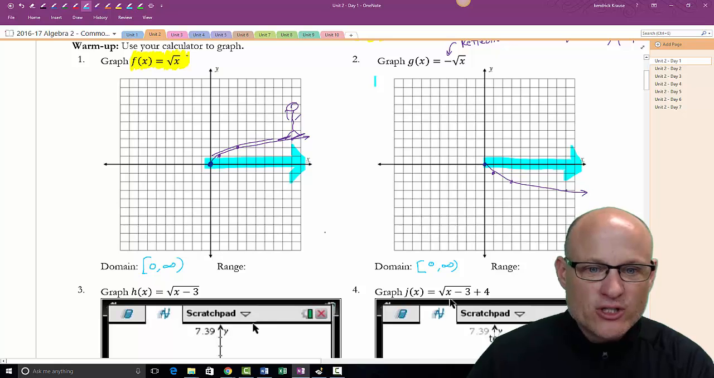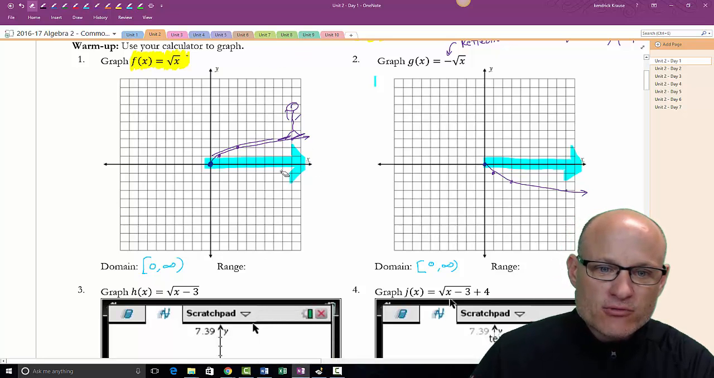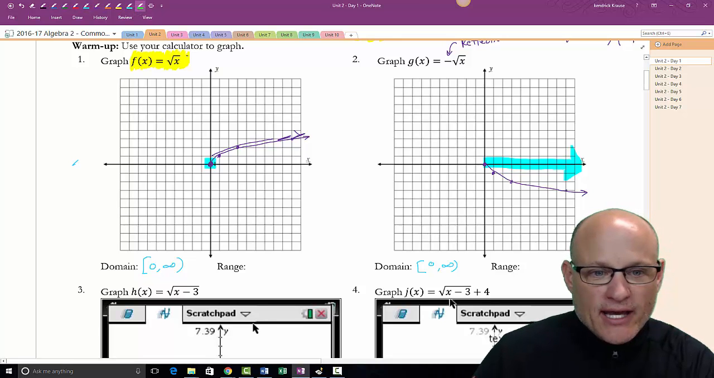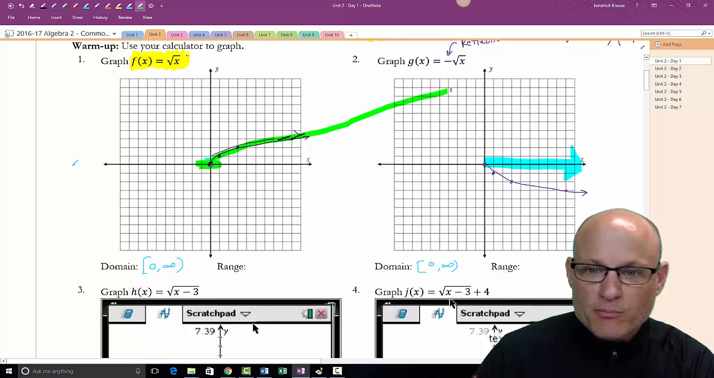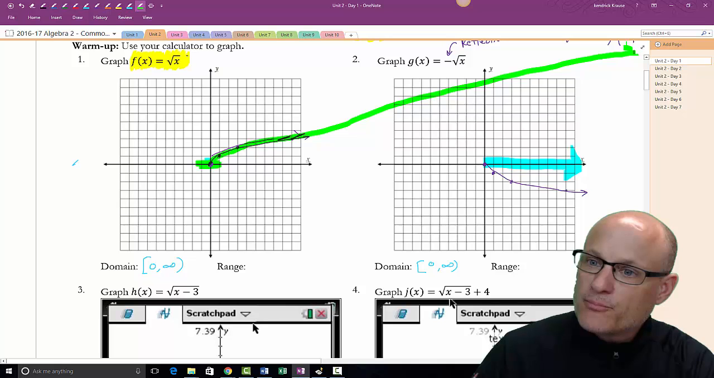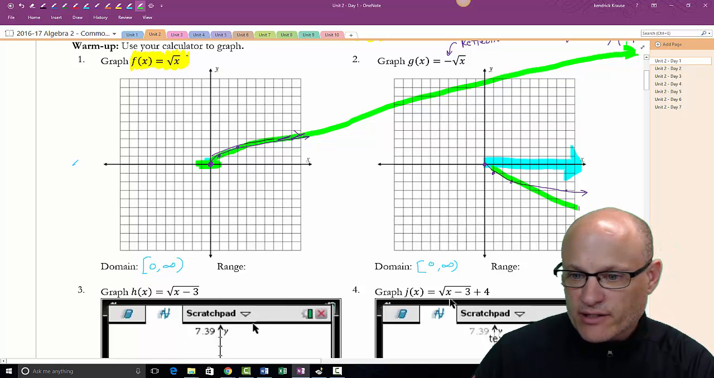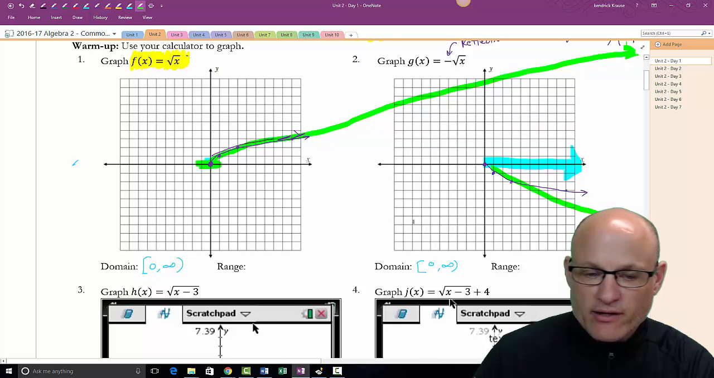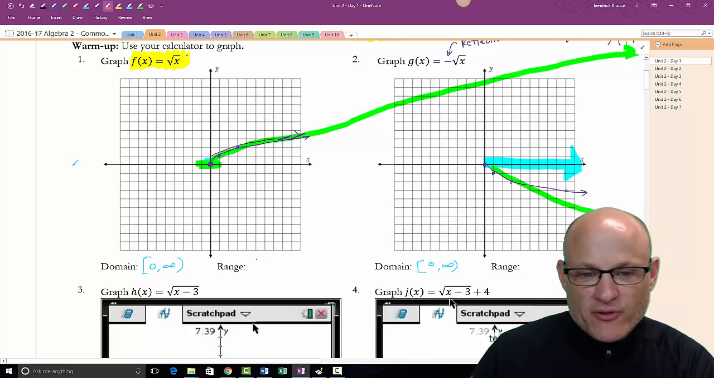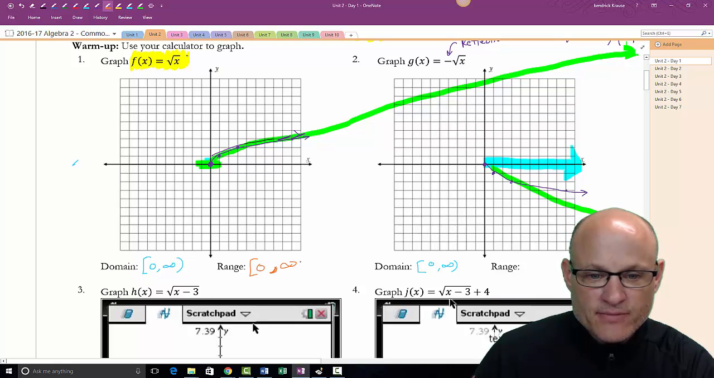Now, what about range? Well, let me get rid of my drawing. Got rid of some of it. Okay, so range. Range is going to start here at 0, and look, it's going up and up and up, and if I kept drawing, it would go up and up and up. This one would go down and down and down. So range is a little bit different. For this one, we're going to start at 0 and continue to go up to positive infinity.